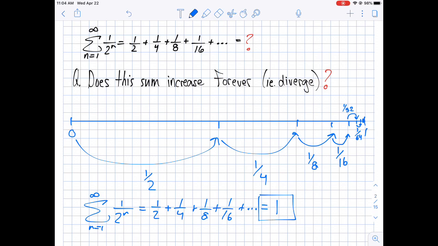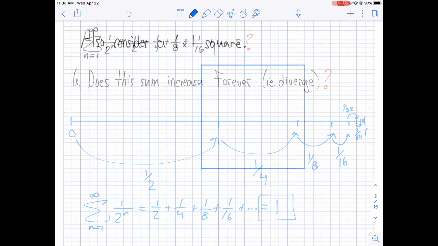Now, I think this visual interpretation of series is quite interesting, so I'm going to do this one more time with the series 1 over 2 to the n. Let's take a look at another way to convince ourselves that the series summation actually just approaches 1, that it does not increase without bound.